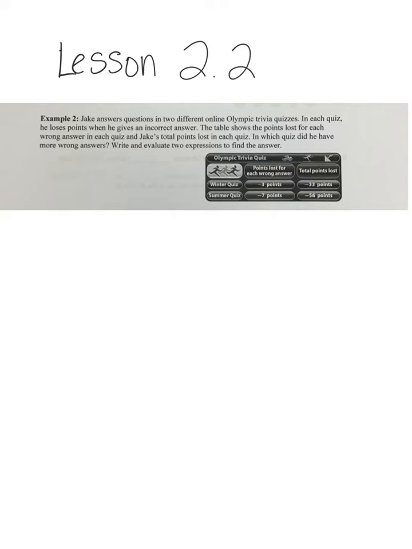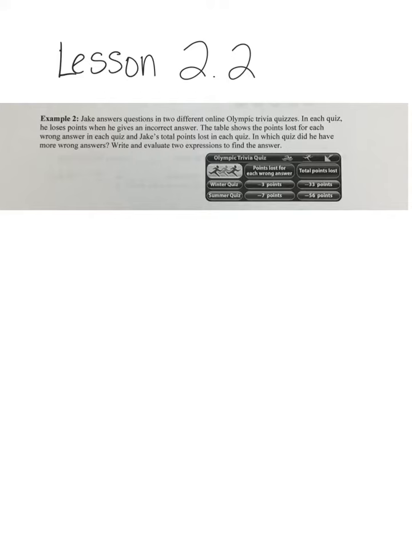Lesson 2.2, Example 2. Jake answers questions in 2 different online Olympic trivia quizzes. In each quiz, he loses points when he gives an incorrect answer. The table shows the points lost for each wrong answer in each quiz and Jake's total points lost in each quiz. In which quiz did he have more wrong answers?